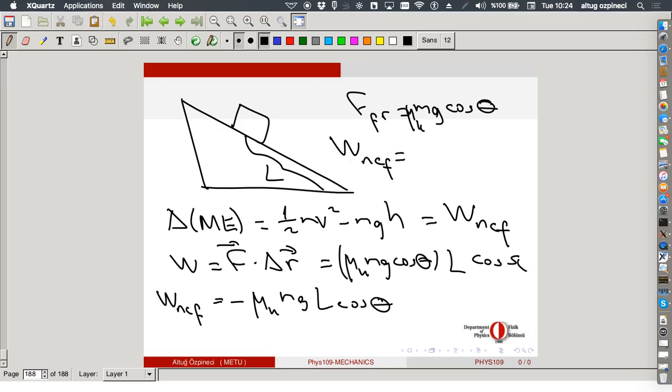Now we can solve for the speed of the object. Just put it over there, you get 1 over 2 mv squared. This should be equal to mgh plus the work done by non-conservative forces, which is just this, minus mu k mg L cosine theta.